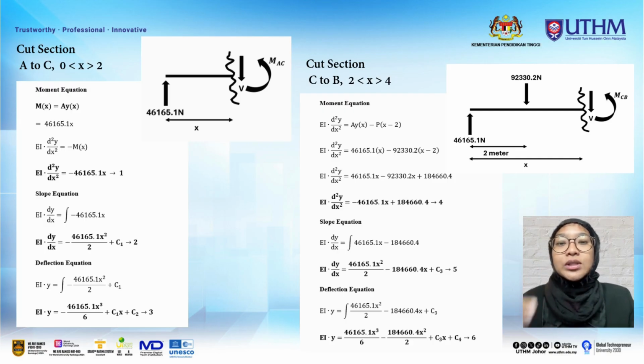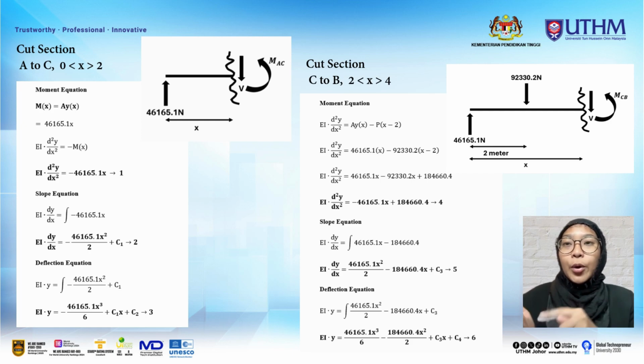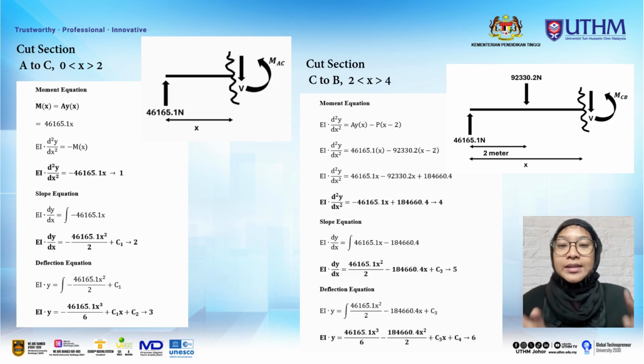Next, we use the same equation to find the slope equation, where we do the first integration, where EI times dy over dx is equal to negative 46,165.1 x power of 2 over 2 plus C1, and that will be our second equation. And we use the second integration to find the deflection equation, where EI times y is equal to negative 46,165.1 x power of 3 over 6 plus C1 x plus C2, and that will be our third equation.